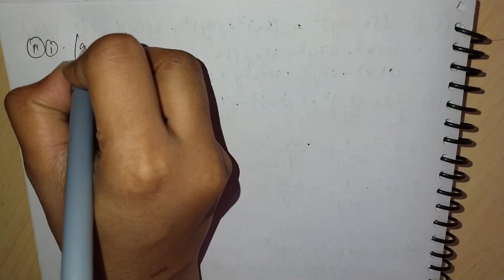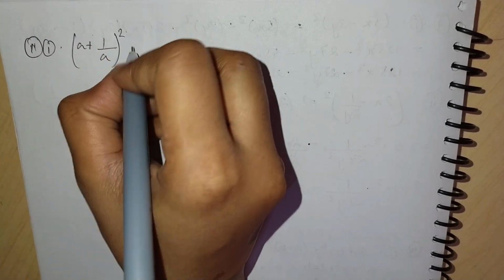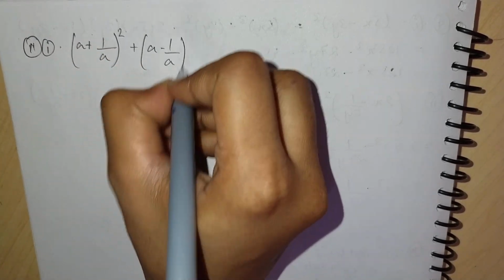Now let us solve the 11th question. First part of this is (a + 1/a)² + (a - 1/a)².